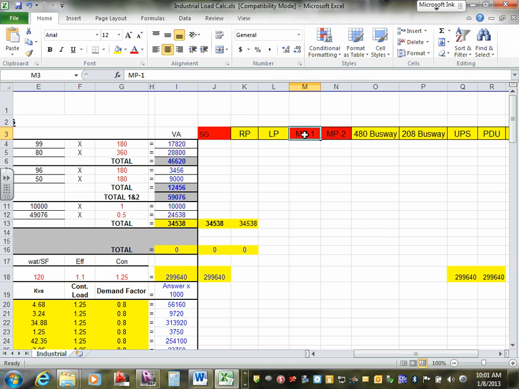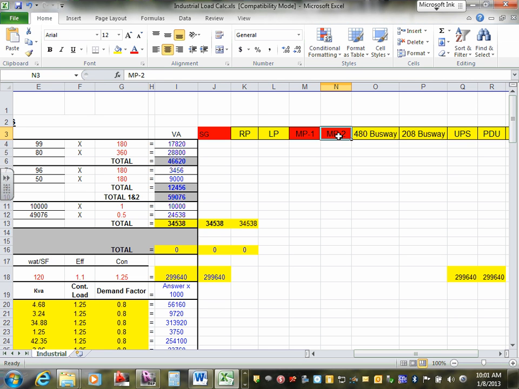Okay, mechanical 1 and mechanical 2. Now I want your full undivided attention. MP1 and MP2, that's mechanical 1 and mechanical 2. The way we want to design the system here, Joe, if I have your attention for 1 second. Mechanical 1 is going to be a mechanical panel in the first floor.